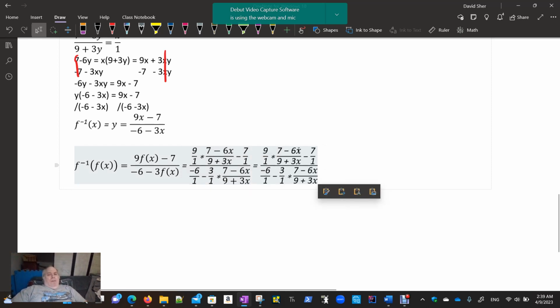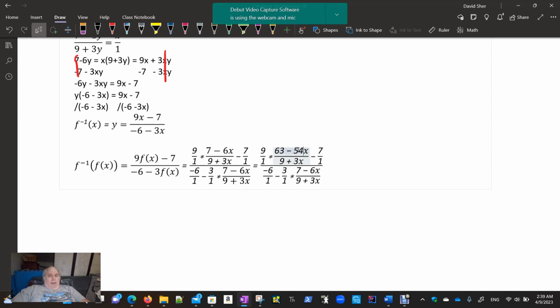So 9 will multiply by this guy, and I'll get 9 times 7 is 63. And 9 times 6 is 54. So that's what happens when I do 9 times that. The 1 multiplies very easily. This becomes 3 times 7, which is 21, minus 3 times 6, which is 18. So that gets rid of the 3.